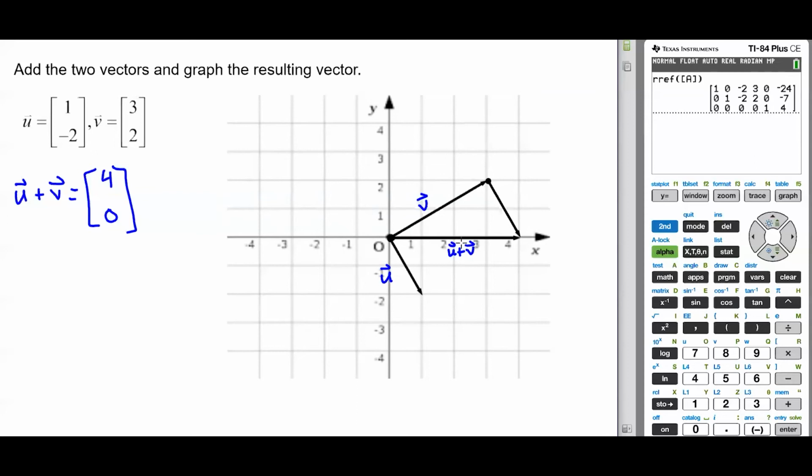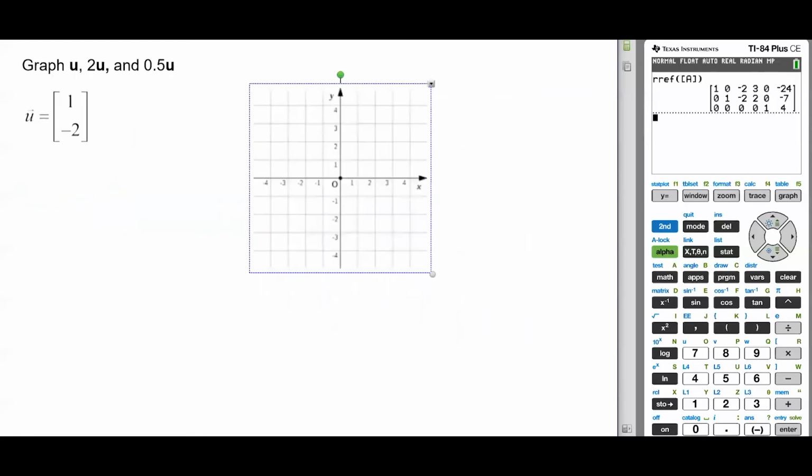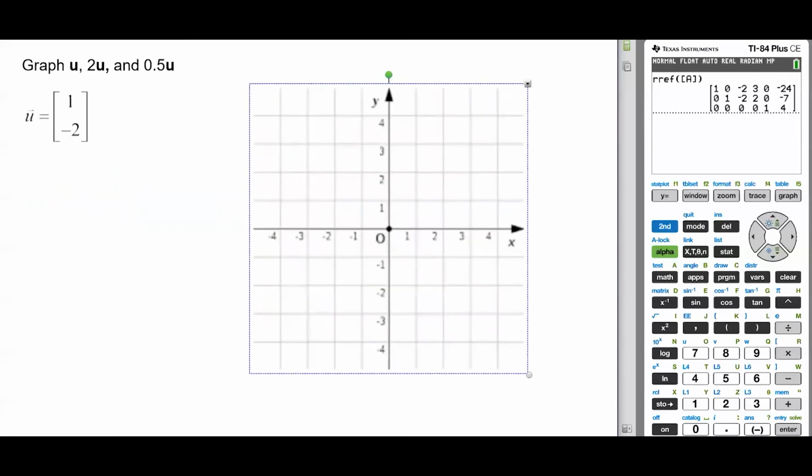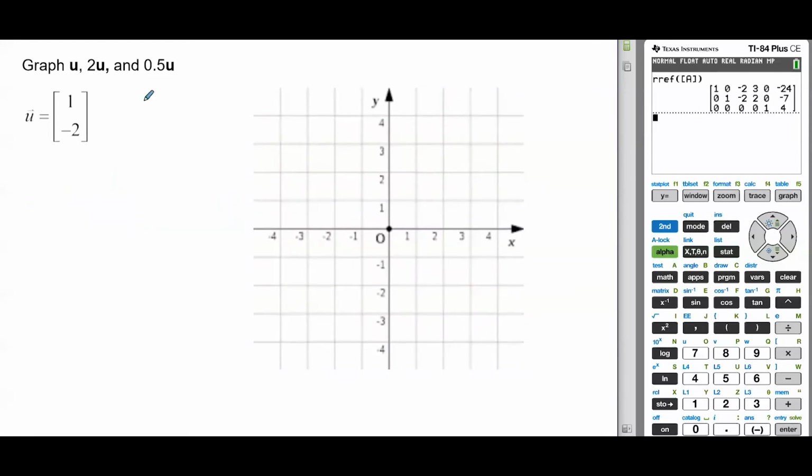So that's called the parallelogram rule. So you can actually add vectors just by graphing them. If you're in R2, you could probably do it in R3 if you've got a good imagination. So now what happens when you scale a vector? If you multiply by a scalar, what does that mean? So let's just perform these operations real quick.